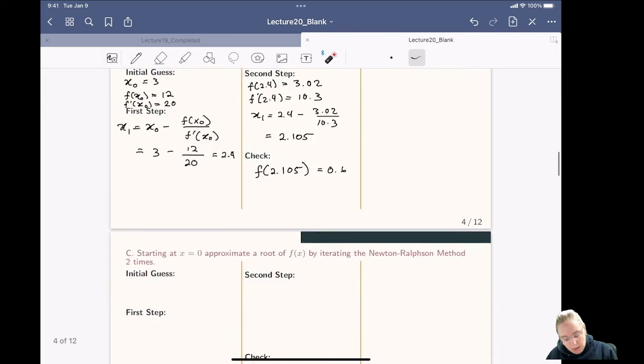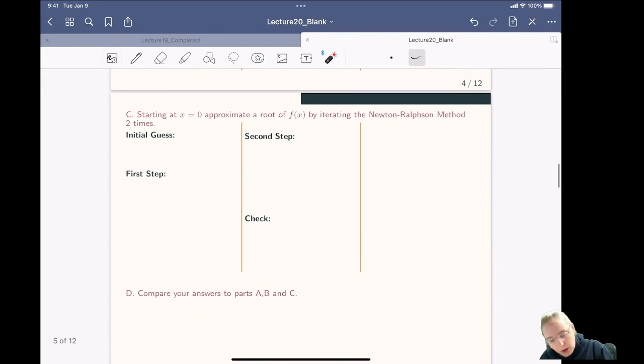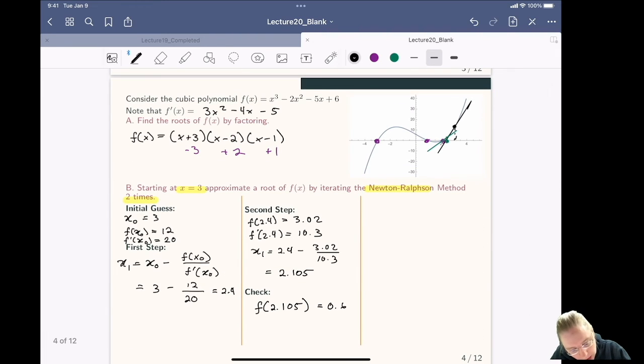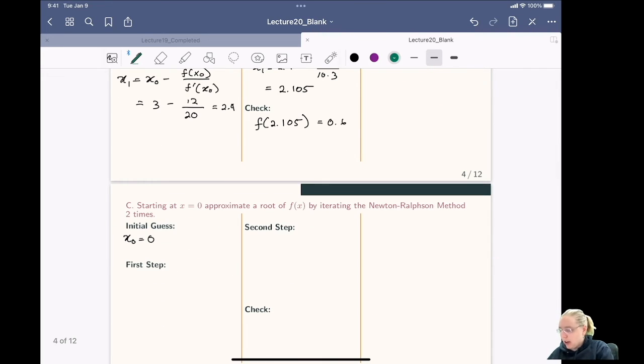So we've done a fairly good job of getting the root. Okay, what if we started somewhere else? What if we started at x equals 0? Suppose x0 is equal to 0 instead of 3. So in this case, we're starting there as our initial guess. All right, and then we're going to draw the tangent line here. And we're going to ask, where does it intersect?